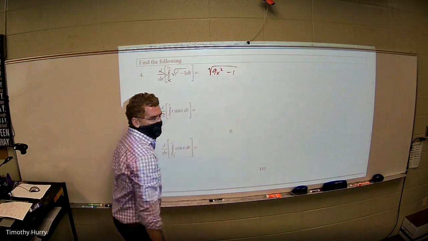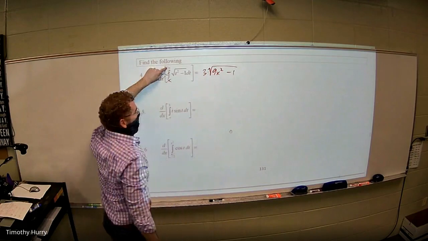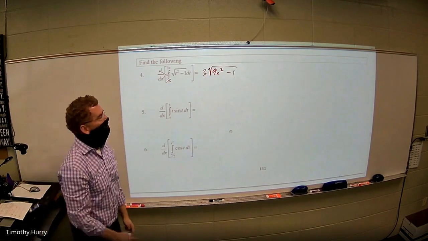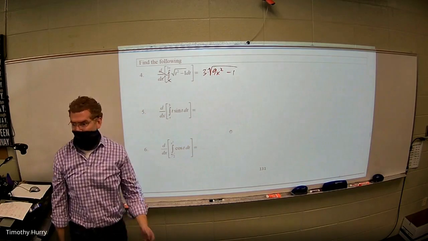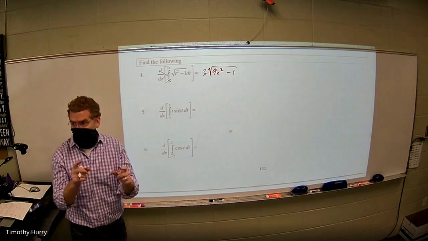Am I done? Times the derivative of that, I put the 3 out front. And for the love, don't square root 9x squared minus 1 and get 3x minus 1. It doesn't work, okay, when you have a sum or a product.